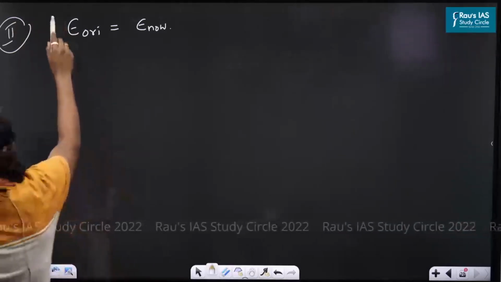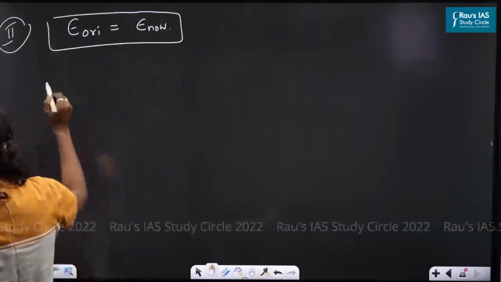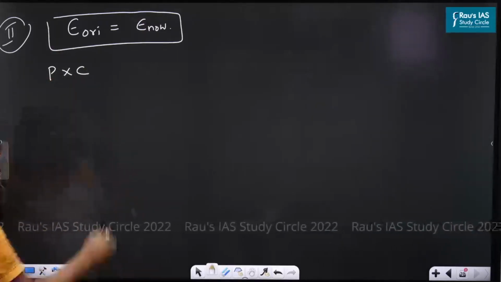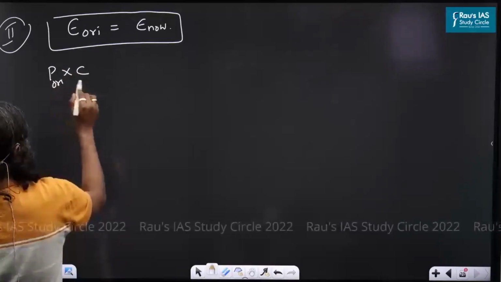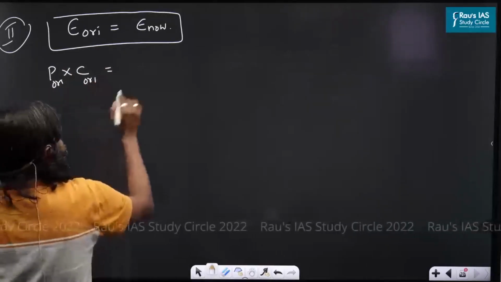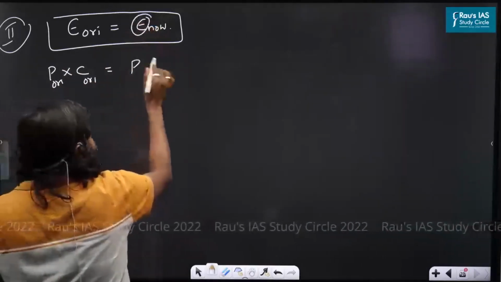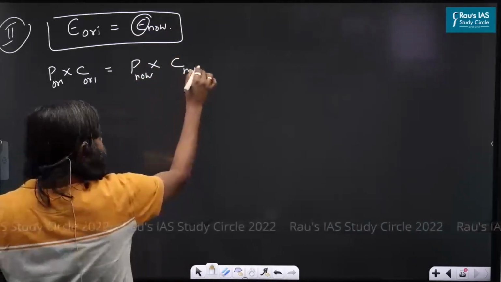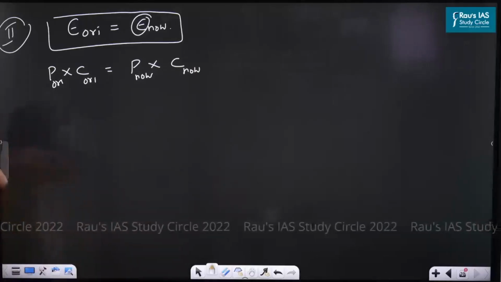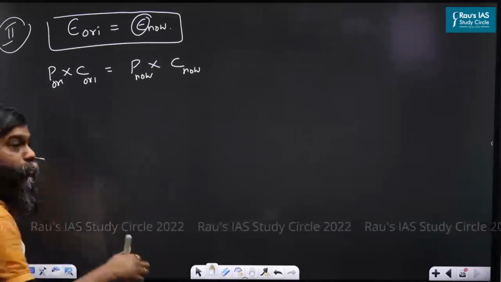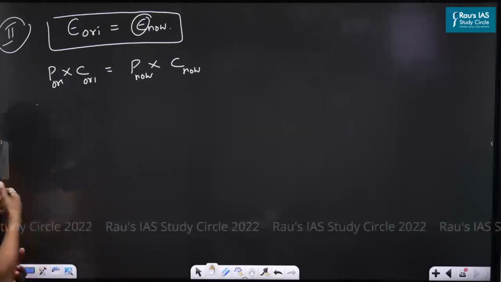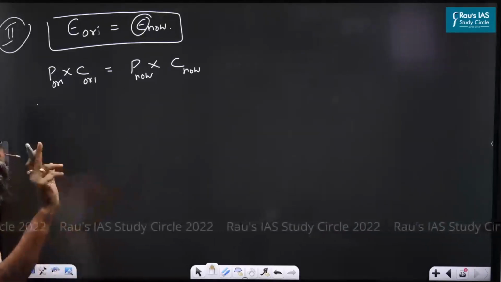Listen carefully. How can you calculate the expenditure? Price into consumption is your expenditure. This is original, this is also original. What is the expenditure? Price into consumption. Which price now? Which consumption now? Do you understand this? What is the original price? We don't know. Assume X. No, we already used X.